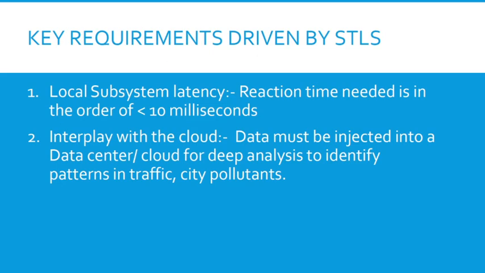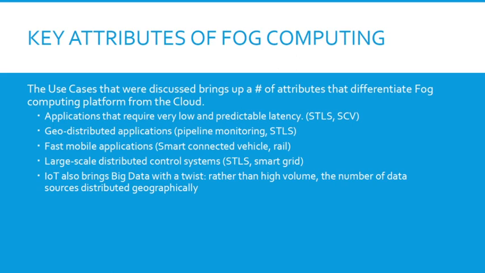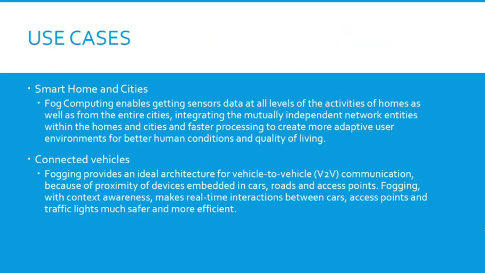Secondly, it interplays with the cloud, that is, data must be injected into the data center. The cloud does deep analytics to identify patterns in traffic and city pollution. So it should work in that manner and with that much speed. The use cases discussed bring up attributes that differentiate the fog computing platform from the cloud: applications that require very low and predictable latency, such as STL. Secondly, geo-distributed applications, such as pipeline monitoring. Fast mobile applications, that is, smart vehicles connected to each other and to the system. Next, large-scale distributed control systems. IoT will bring big data with a twist: rather than high volume, the number of data sources is distributed geographically. These are the key attributes for fog computing.